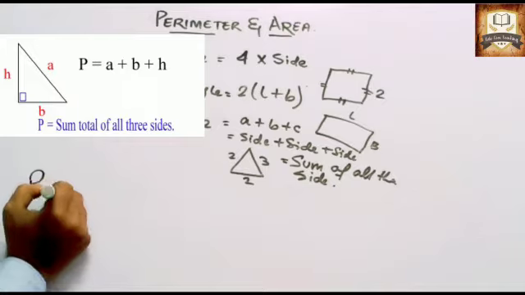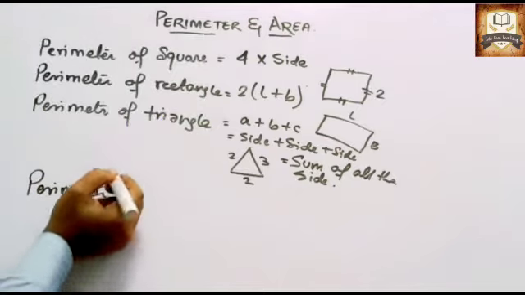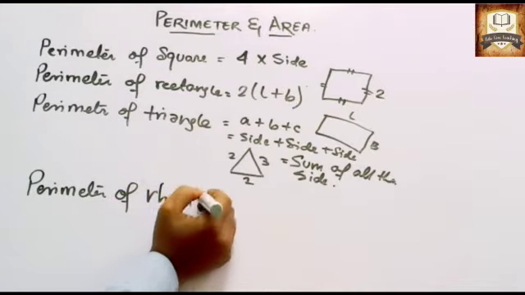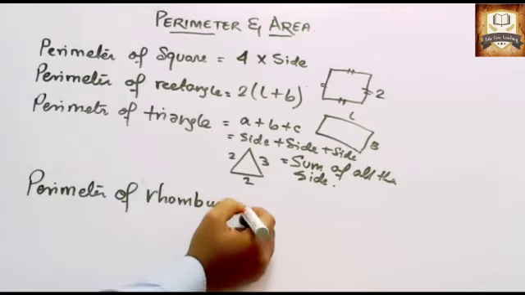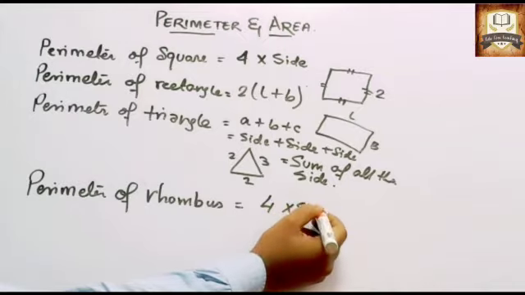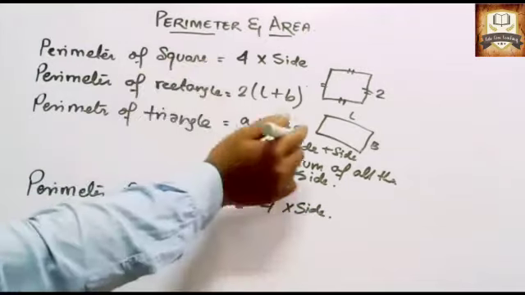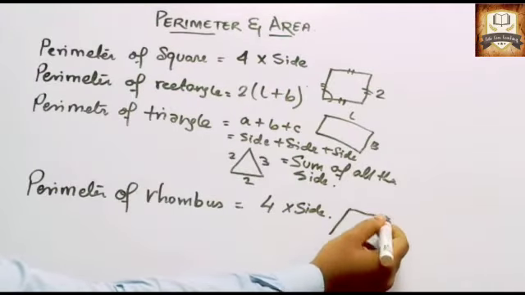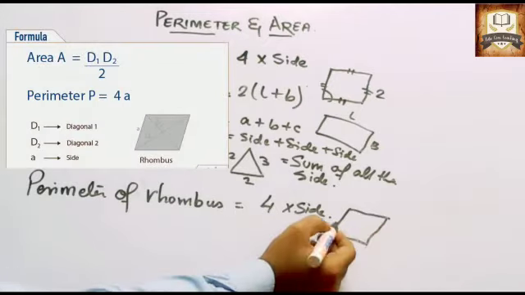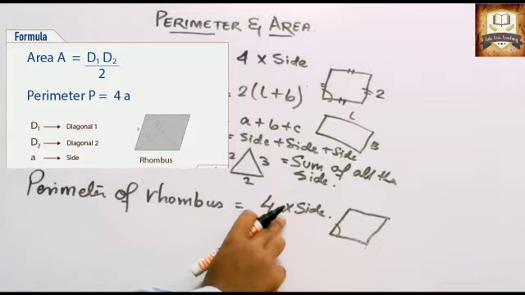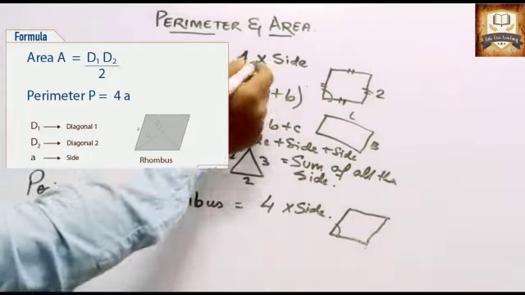Now perimeter of a rhombus. How to find the perimeter of a rhombus? Again, it is 4 into side because this is similar to a square, but in a square all the angles are 90 degrees, while here the angles are not 90 degrees. This is how a rhombus looks. This is not 90 degrees, that's why it is a rhombus, and the formula for the perimeter of a rhombus is 4 into side, similar to a square.